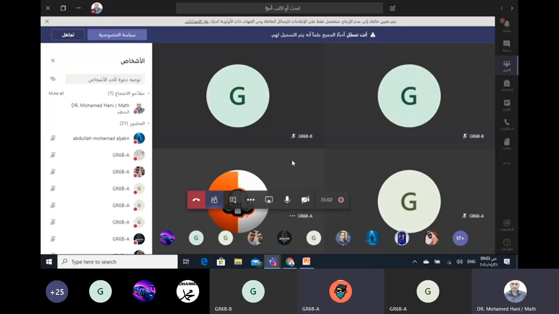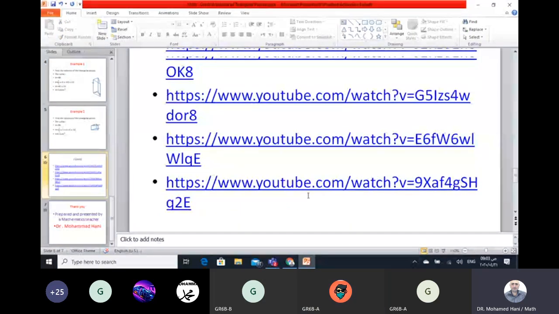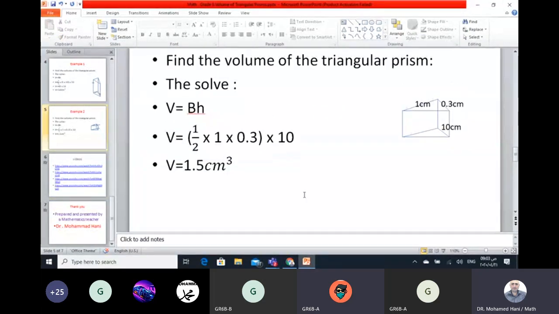Who has a question? Yes. The student asks whether we have to multiply the base first to know if it is a triangular prism or a rectangular prism. Listen. When you have a triangle as the base, it means the name of this prism is a triangular prism. Okay.